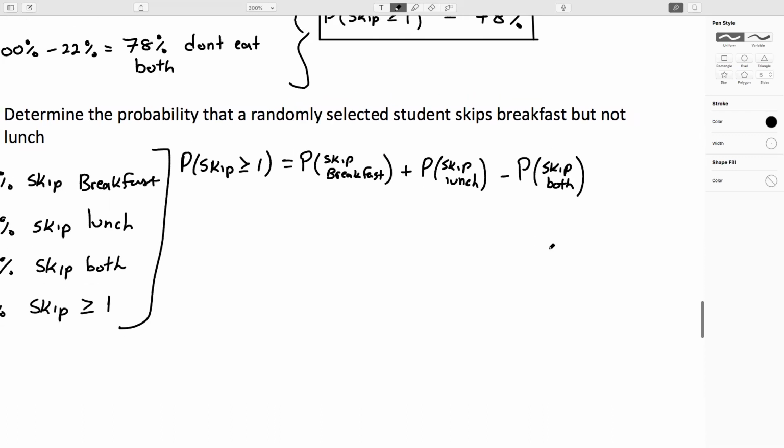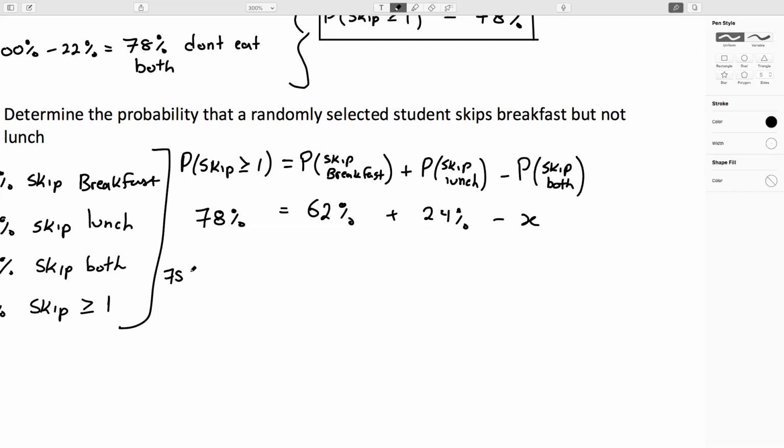Okay. So we're going to fill in our numbers. The probability that they skip at least 1 is 78%. That equals the probability they skip breakfast, which is 62%, plus the probability that they skip lunch, which is 24%, minus this mystery probability, which I'm going to call X. You can call it whatever you want. I just don't want to write P skip both a bunch of times. So it's X.